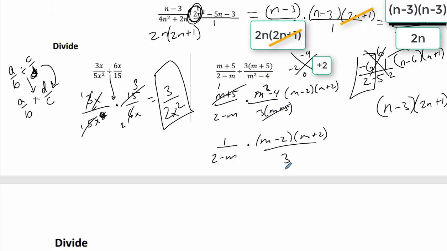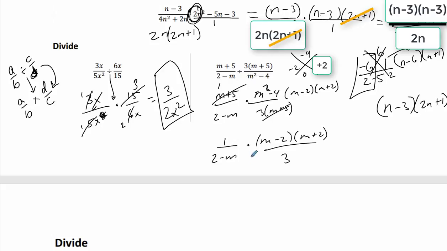Now some of you might say, well, I can cancel the m minus 2 and the 2 minus m there. Can't do that. Do they look exactly the same? No, they don't. But they look similar. They look opposite. Like the 2 is positive and the m is negative. The 2 is negative, the m is positive. They look the same, just opposite signs.